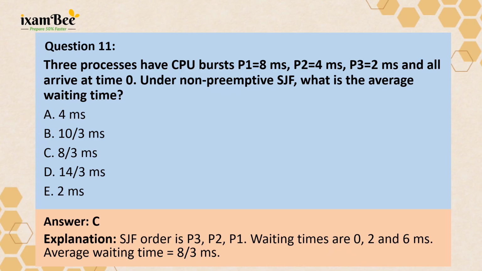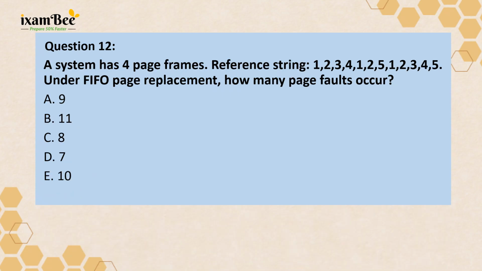And P1 has to wait for both P3 and P2 to finish, which is 2 plus 4, which is equal to 6 milliseconds. Add those waiting times together and the average waiting time would give us 8 by 3 milliseconds, which is option C. Now here a system has 4 page frames. Reference string 1, 2, 3, 4, 1, 2, 5, 1, 2, 3, 4, 5. Under FIFO page replacement, how many page faults occur?